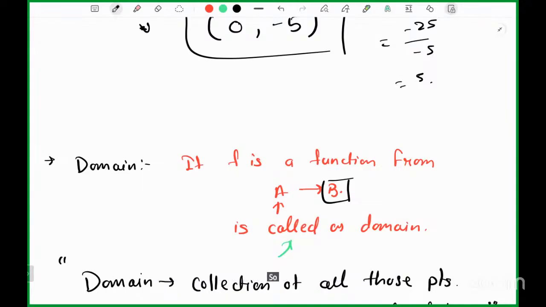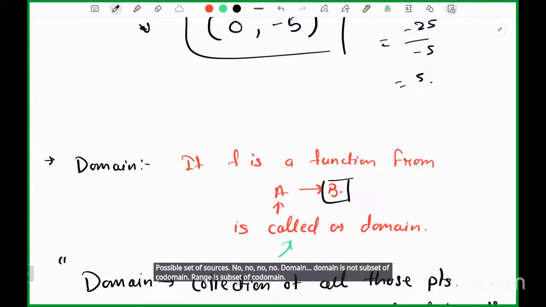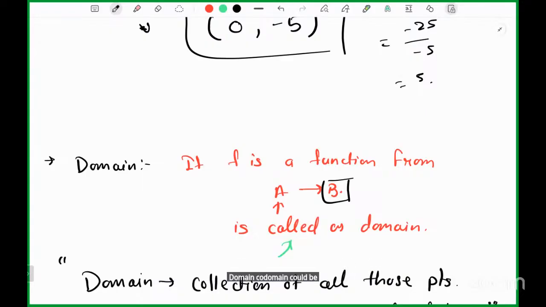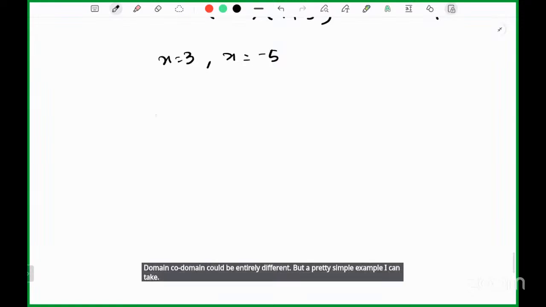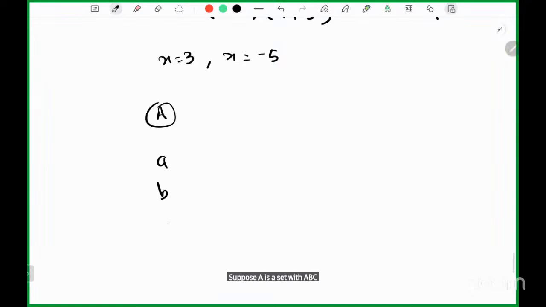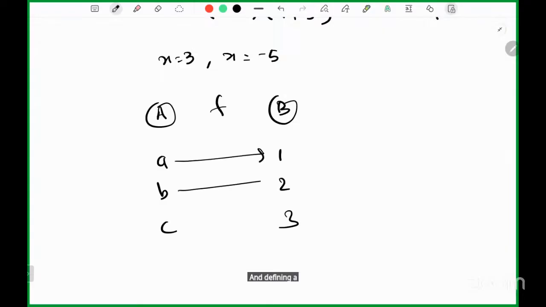So the domain will be a subset of codomain, right? No. Domain is not a subset of codomain. Range is a subset of codomain. Codomain could be entirely different. For a very simple example, suppose A is a set with a, b, c and B is a set with 1, 2, 3, and I'm defining a function where a goes to 1, right? So here domain and codomain are entirely different. But the range is a subset of codomain. Got it.